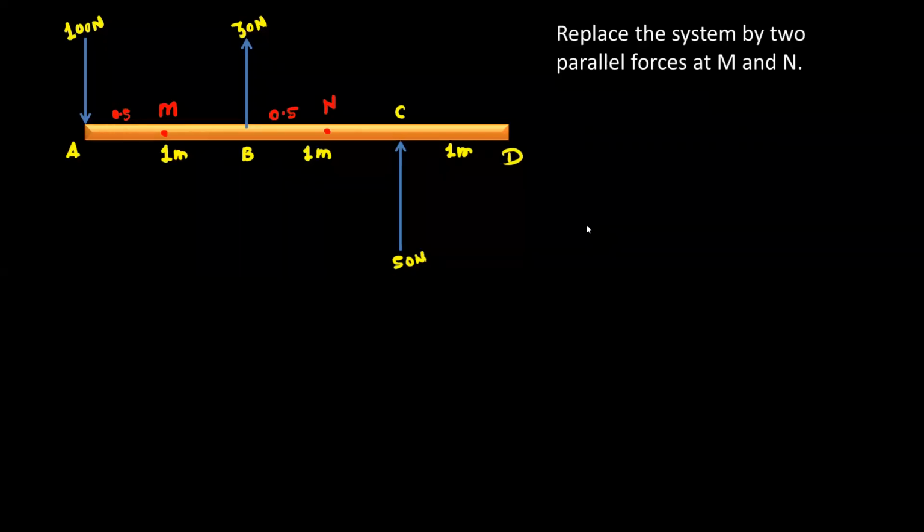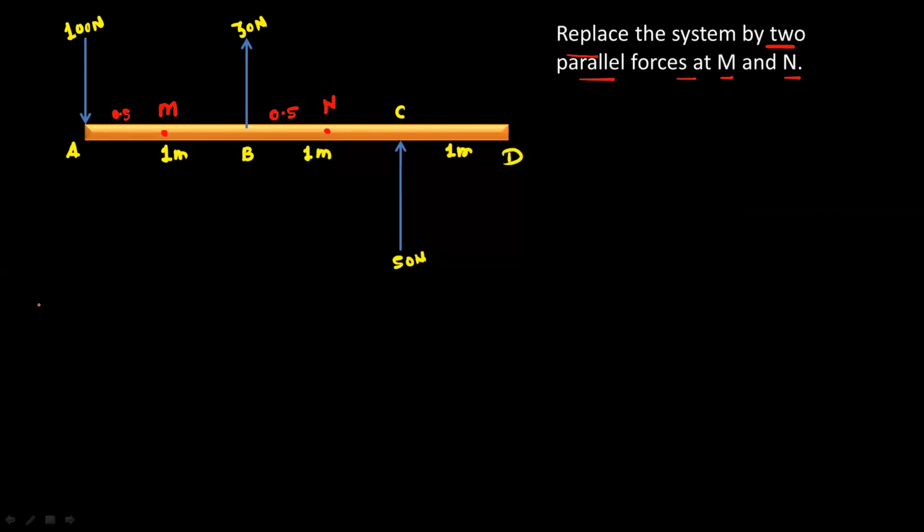Okay, so write down this next problem. So here one parallel force system is given, which consists of three forces, 100 Newton, 30 Newton, and 50 Newton, as shown in the figure. And we have to replace the system by two parallel forces, one at point M and the second force at point N. So in the previous problem, we have replaced the original system by a single force. Okay. So that single force was the resultant. So here we have to replace the system by two parallel forces at points M and N.